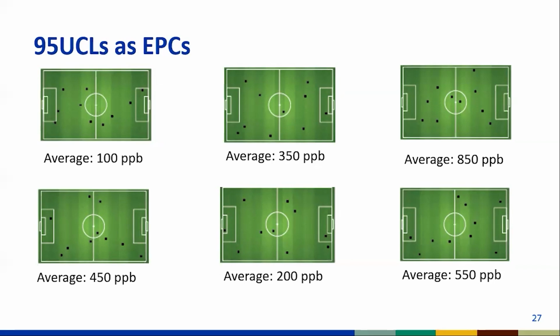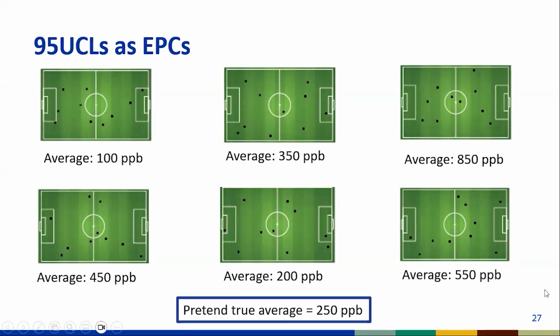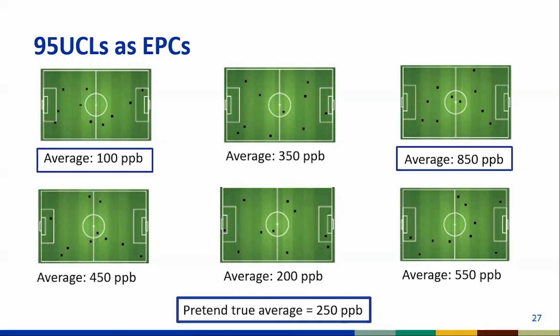Let's imagine, even though it's unrealistic and seemingly impossible, that someone went out and scraped off the top few inches of soil throughout the entire soccer field and could thereby measure the true mean contaminant concentration. Let's say that the true mean was 250 ppb. The lowest average shown here is 100 ppb. If that happened to be the arrangement of sample locations, you would underestimate exposures. The highest average is 850 ppb. If that happened to be the arrangement of sample locations, you would overestimate exposures. What should you do?